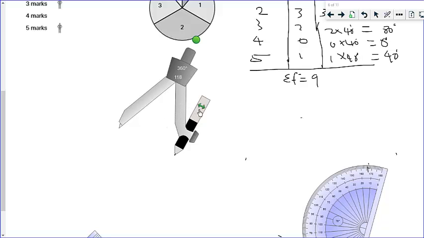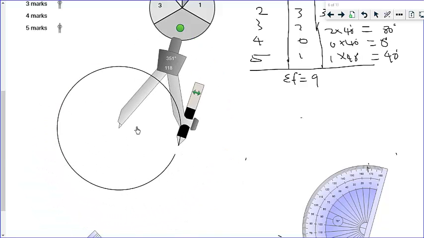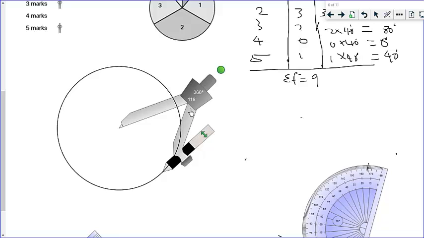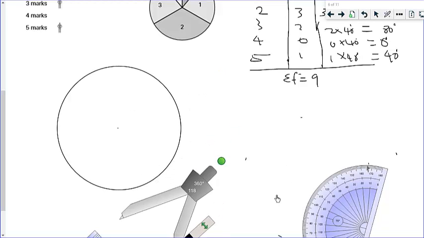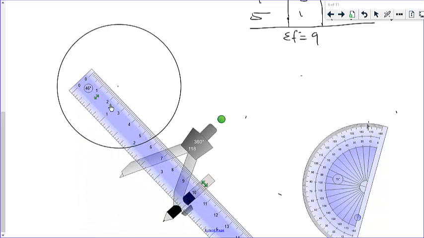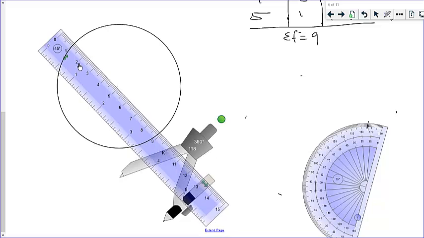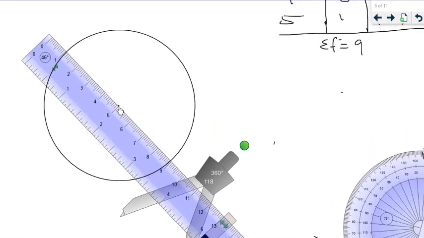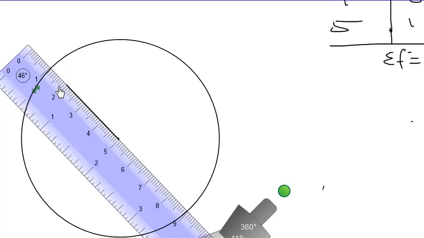Now with your compass, you draw a circle. Then locate the center of the circle. After locating the center of the circle, you need to draw your radius. This is our radius.